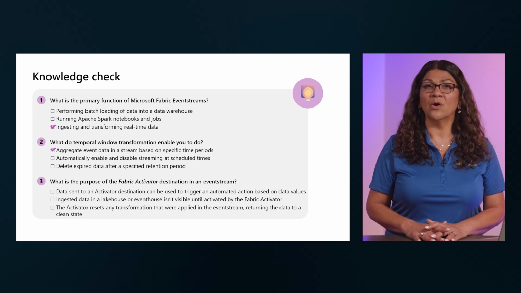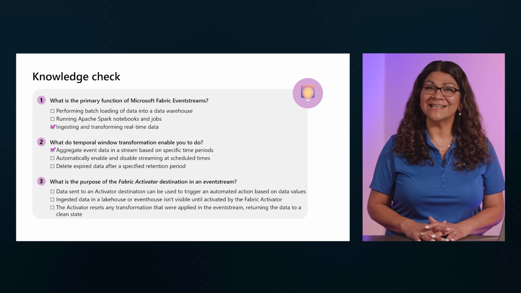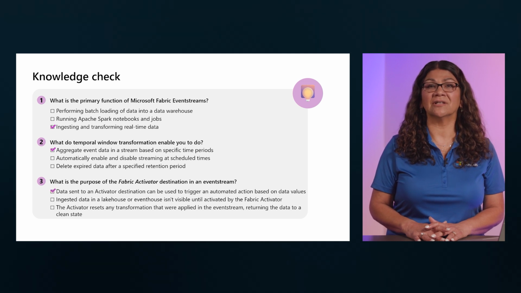Question 3. What is the purpose of the Fabric Activator destination in an event stream? Answer: data sent to an activator destination can be used to trigger an automated action based on data values.